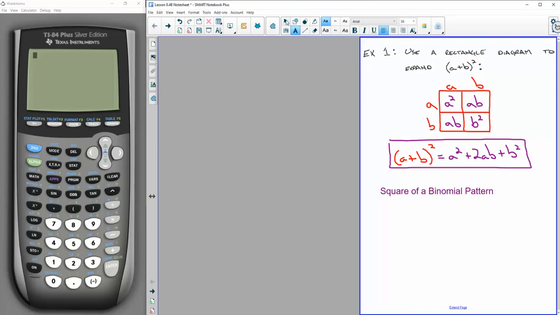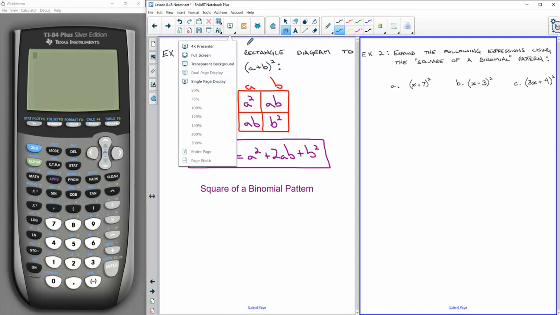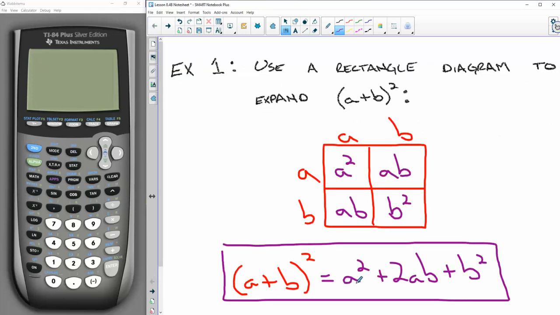All right, so we're going to use that pattern a few times to square some binomials, which we've kind of already done, and also factor some binomials. We'll talk about that when we get there. All right, so x plus 7 squared. Expand the following expressions using the square of a binomial pattern. It's always going to be that first term squared, the last term squared, and in the middle, double the product of the two.